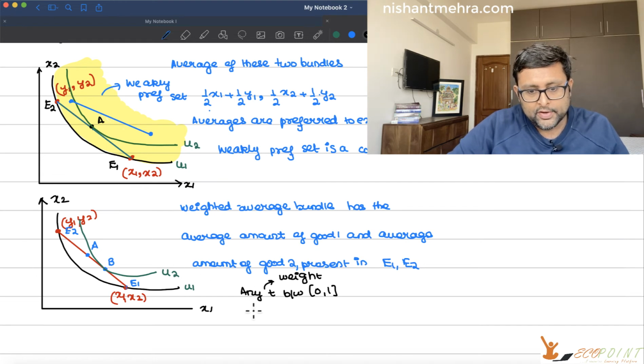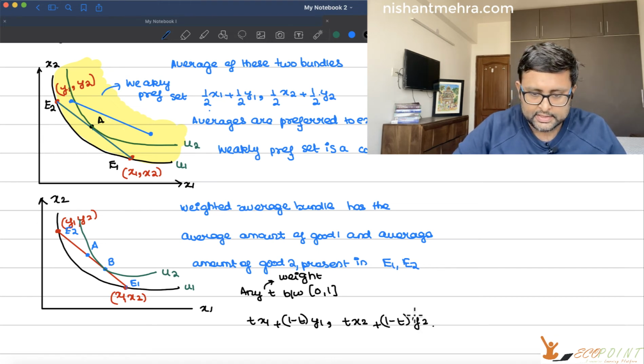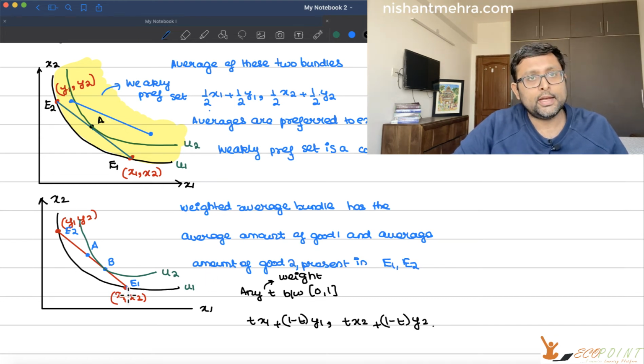So what you're trying to say is this, you can write this as a weighted average as Tx1 plus 1 minus T y1, Tx2 plus 1 minus T y2. That's what it is, right? So you write it as a weighted average. So this is an example I have given you.